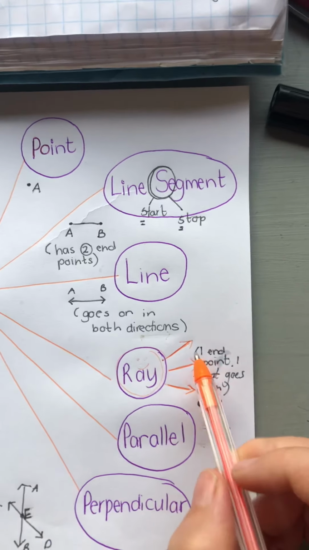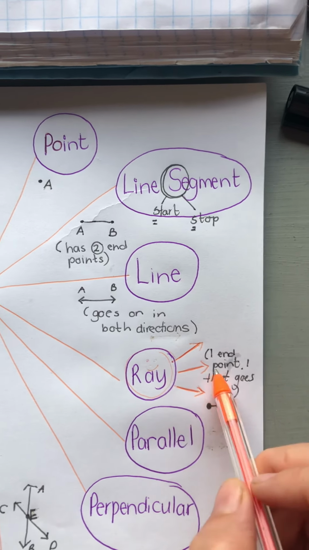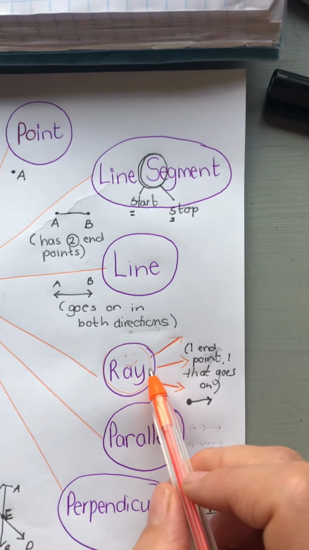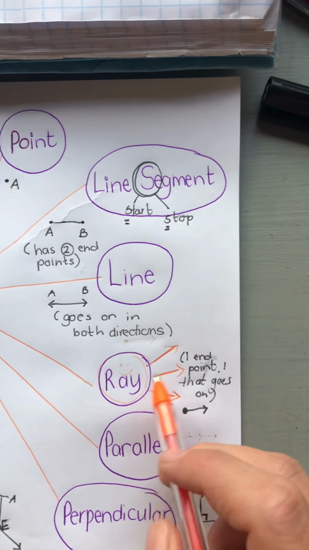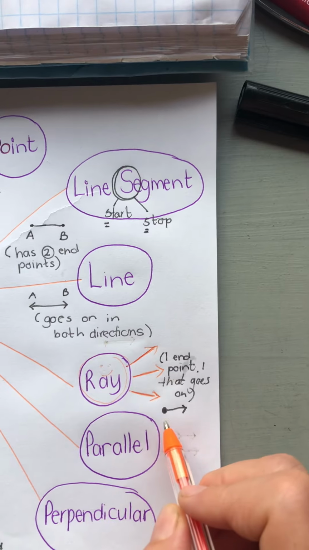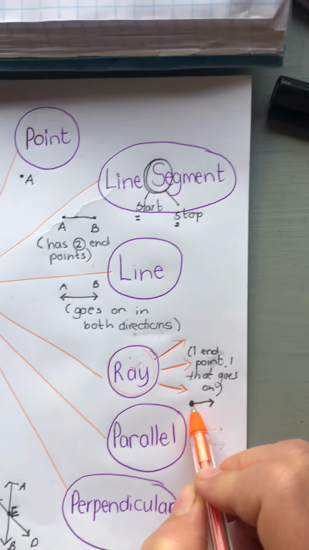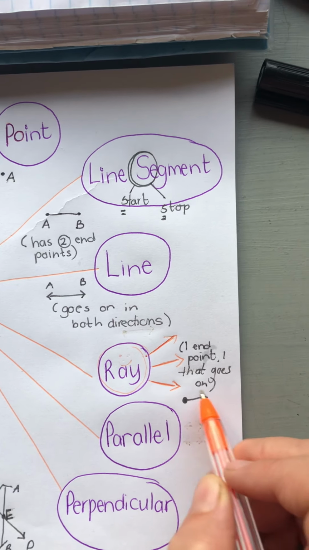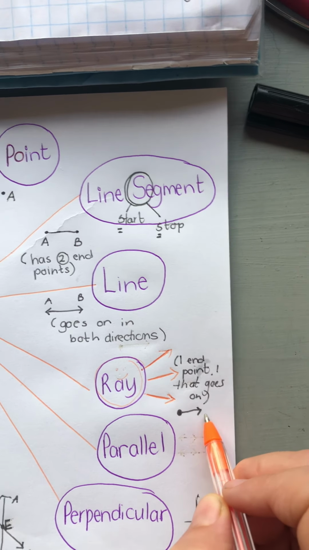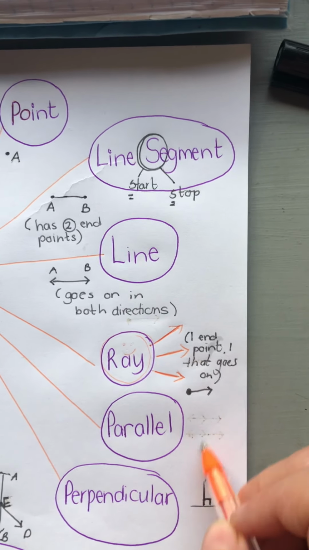Okay, and so if you do that, you'll remember that the ray has got one endpoint, which is the sun's body, and there's your dot, your point, and then the other end goes on forever and ever, and I show that by putting in my little arrow, and that's how I remember a ray.